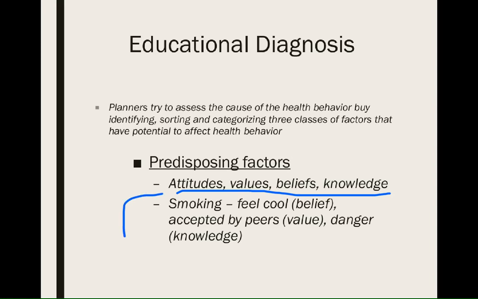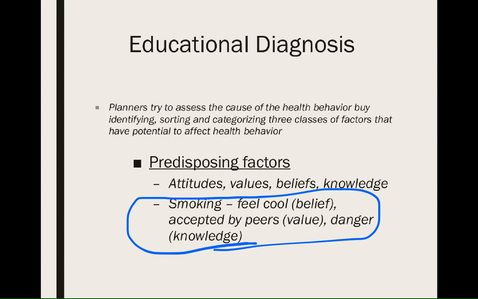For example, ni contoh dia. Contoh dia adalah smoking. They feel cool, that is belief. Accepted by peers, that is value. And danger, that is knowledge about smoking.